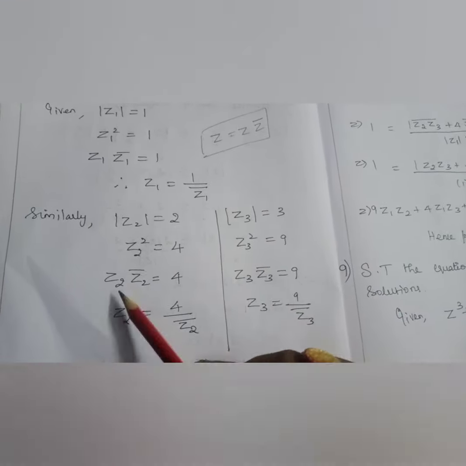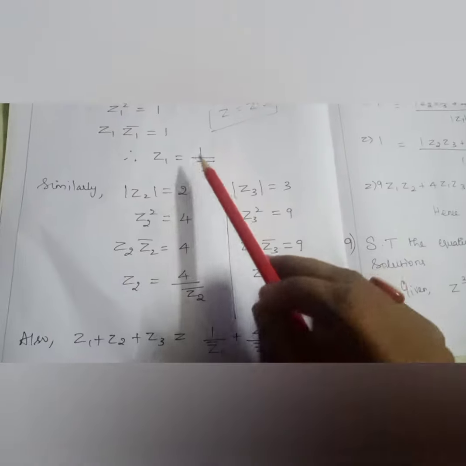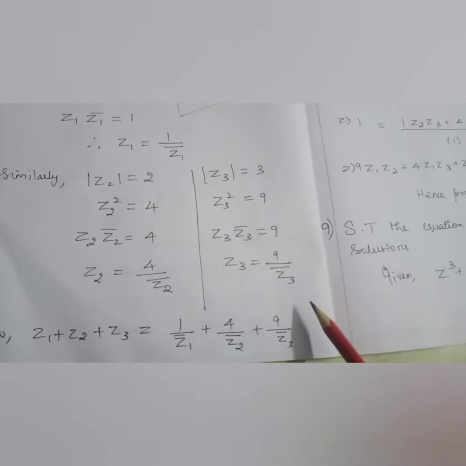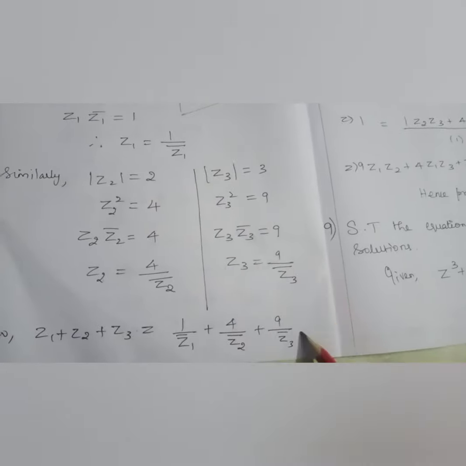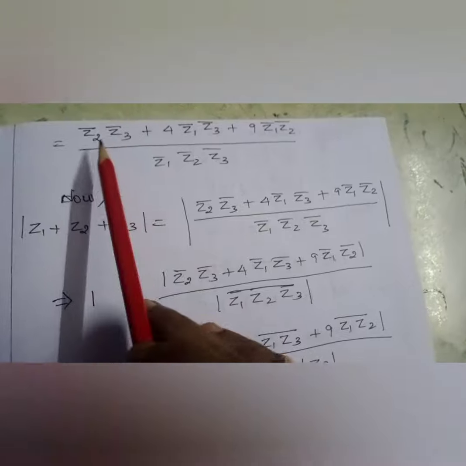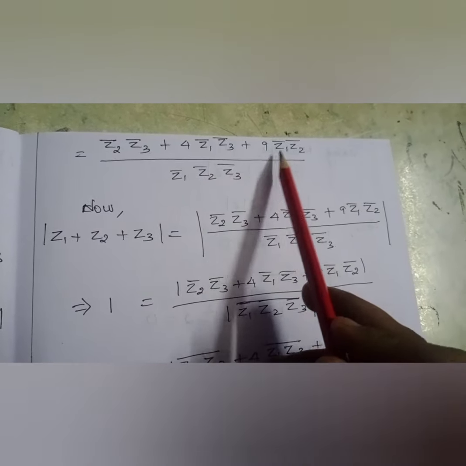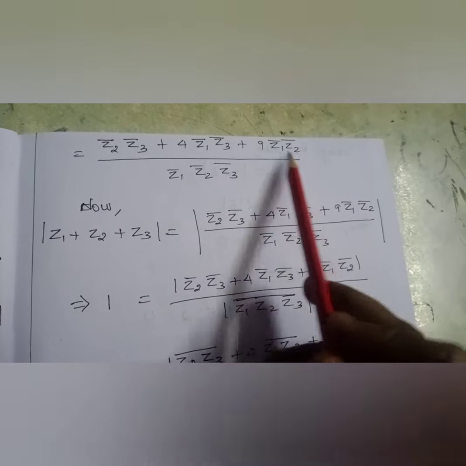Now I will take this, that is z1 plus z2 plus z3 is equal to, I will add all the values here, that is 1 by z1 bar plus 4 by z2 bar plus 9 by z3 bar. Okay, now taking LCM, what will happen? z2 bar z3 bar plus 4 z1 bar z3 bar plus 9 z1 bar z2 bar divided by z1 bar z2 bar z3 bar. Now as per the question, see the question here, z1 plus z2 plus z3, the whole modulus is equal to 1.